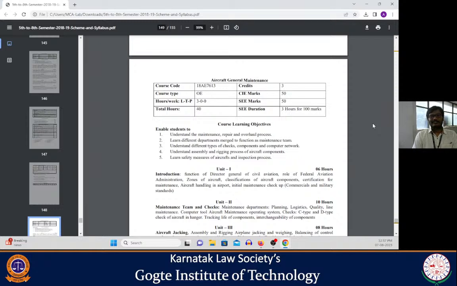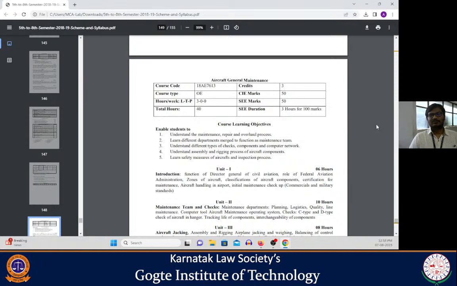In the prerequisites we have mentioned that Introduction to Aerospace Engineering is mandatory, but it is not mandatory if you are really interested to work in these two sectors: the Director General of Civil Aviation and the Airport Authority of India, AAI. If you are really interested, that introduction to aerospace engineering is not mandatory. That is the main aim of this course.